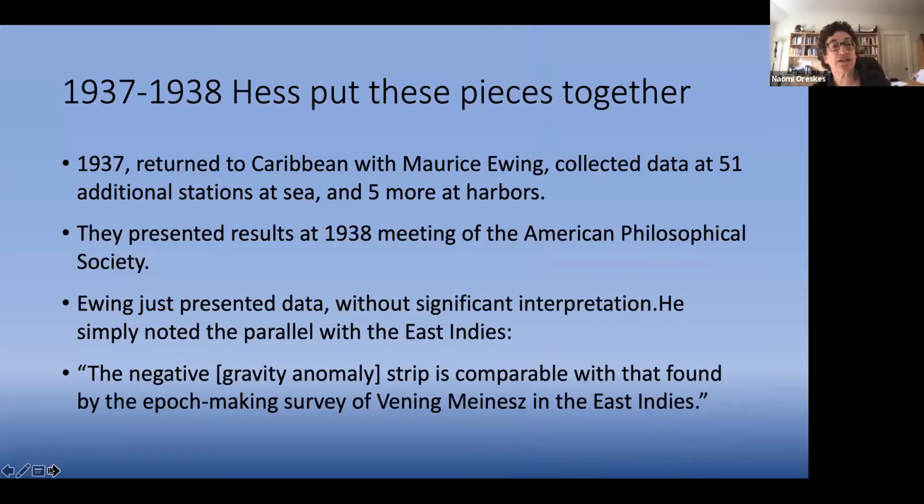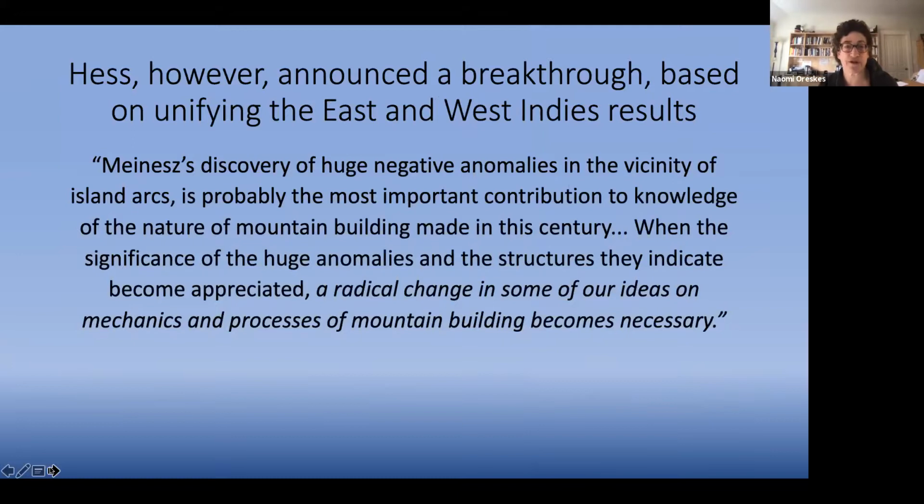So in 1937-38, Hess puts these pieces together. In 1937, he returns to the Caribbean with Maurice Ewing and collected data at 51 additional stations at sea and presented the results at the 1938 meeting of the American Philosophical Society. Ewing just presented the data without significant interpretation. He simply noted the parallel with the East Indies. But Hess, however, announced what he thought was a breakthrough based on unifying the East and West Indian results.